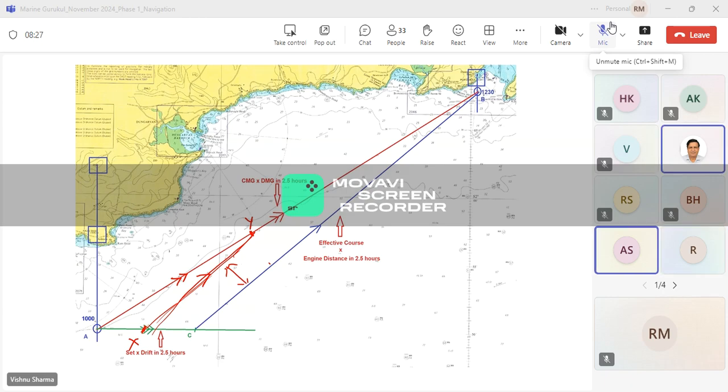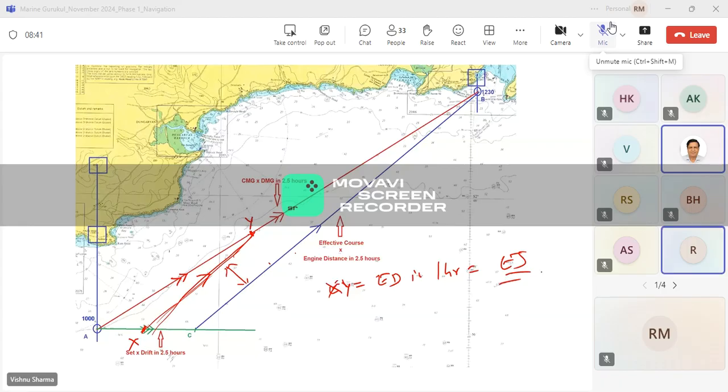Is that clear? Correct, sir. Now, X to Y will be the effective course and XY will be the engine speed. XY will be engine distance in 1 hour, which is equal to engine speed. So it does not reduce the quantum of work. You have to measure either distance CB or distance AB, right? Both become the same job. Same amount of work is required, so it's up to you.